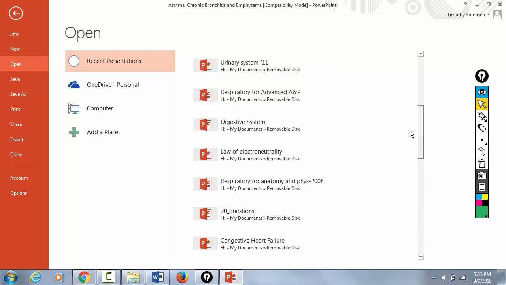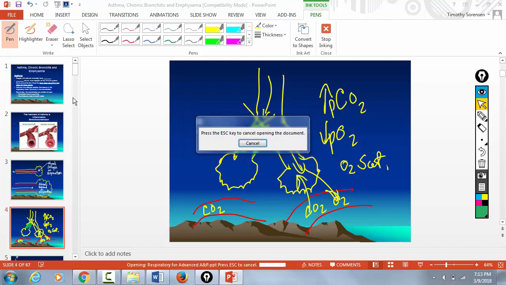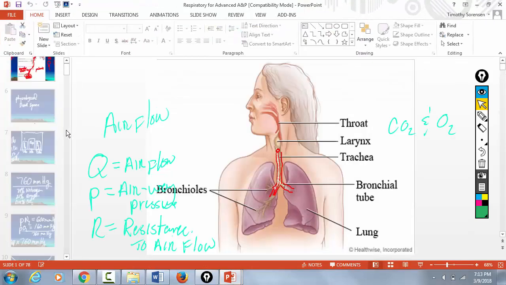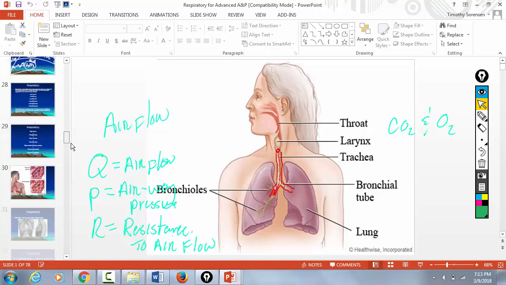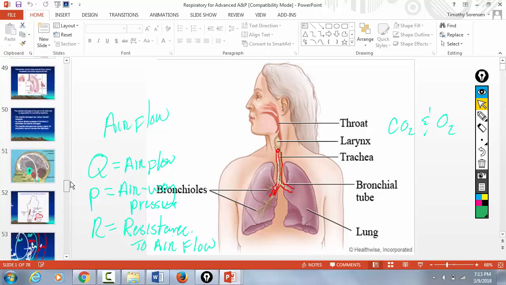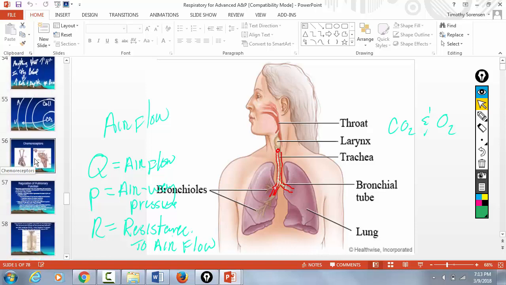But here we go. Watch. What happens to PCO2 levels in people with chronic bronchitis? They go up. Good.